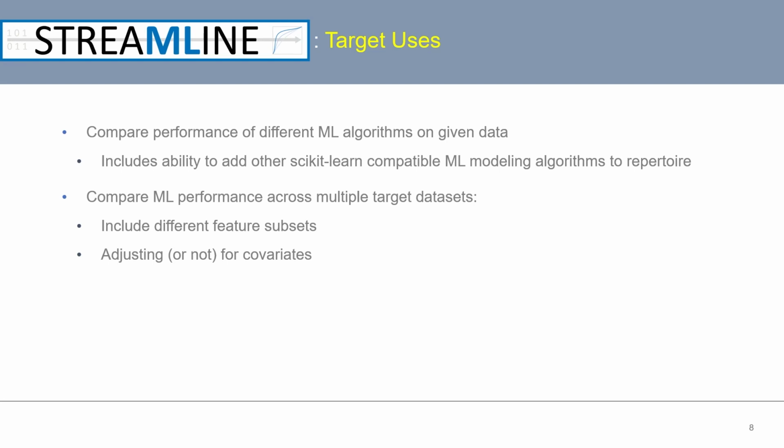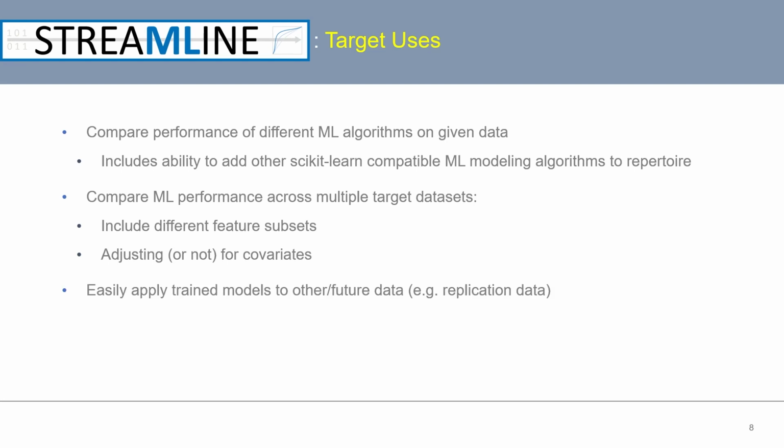Also, as mentioned, STREAMLINE can be used to compare machine learning performance across multiple target datasets. For example, datasets that include different feature subsets, or datasets that include or don't include covariates in order to examine covariate impact on modeling performance.